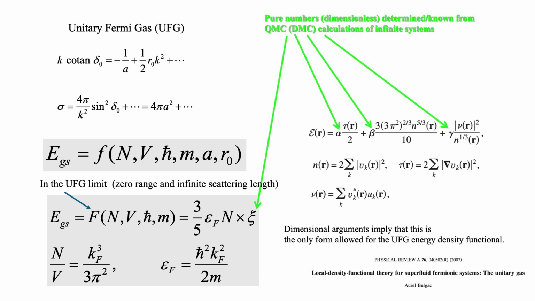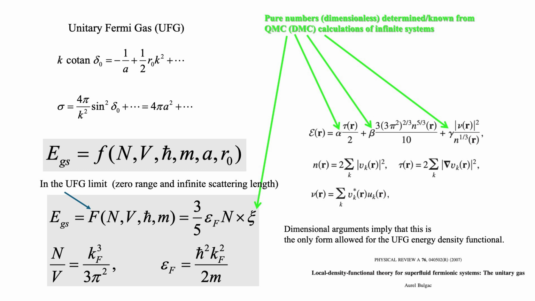The only quantities it depends on could be the number of fermions I have, the volume I put them in, h bar, Planck's constant, since it's a quantum system, the mass of the fermion, and these two parameters. But now if I take one of these to infinity, and this to zero, this function depends only on these four parameters. That's exactly like a free electron gas. Out of those parameters, there is only one quantity we can make which has dimension of energy, and it is this one, where this is the Fermi momentum.